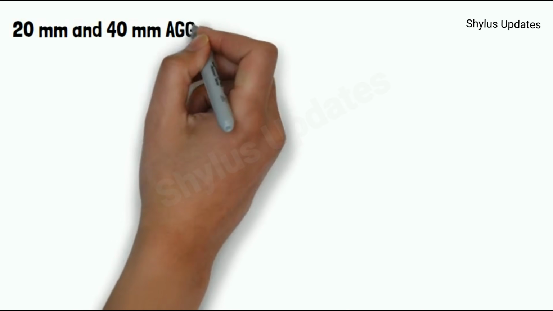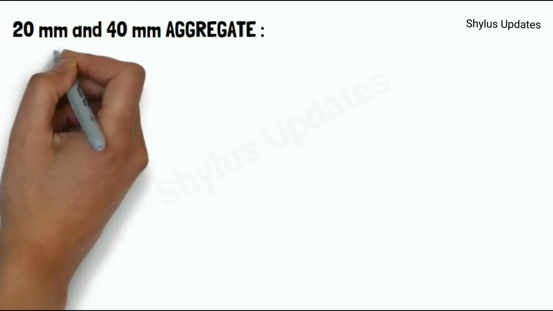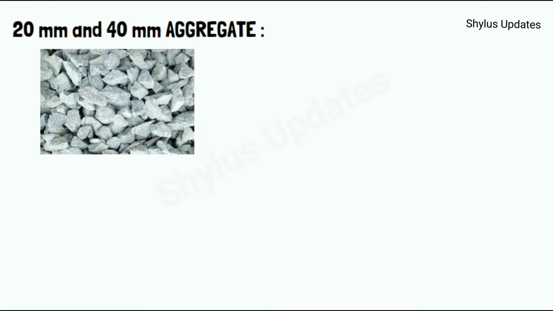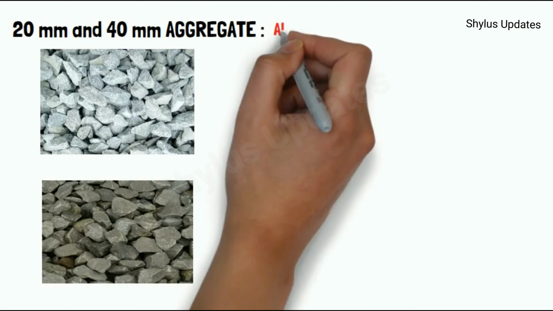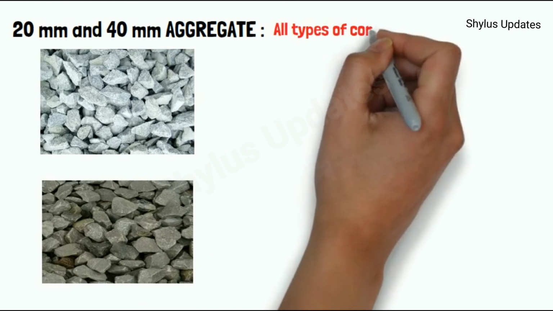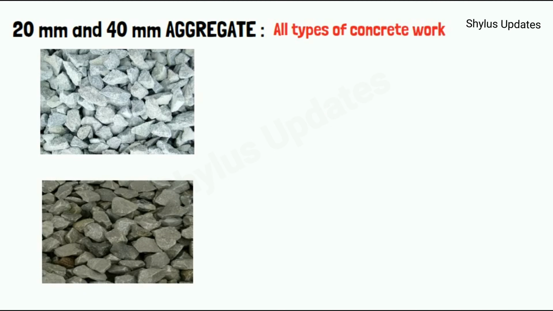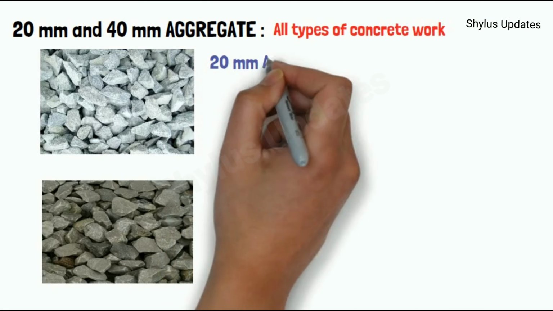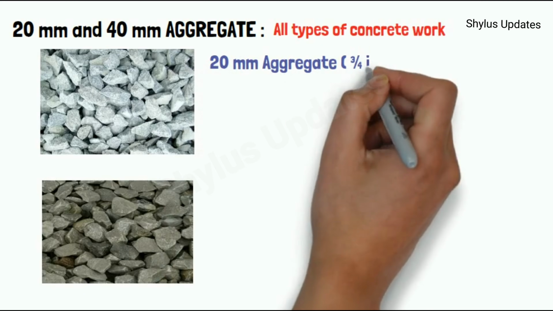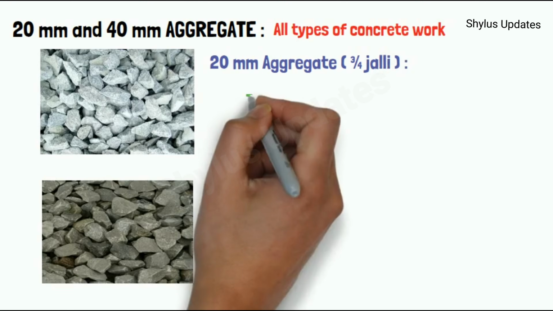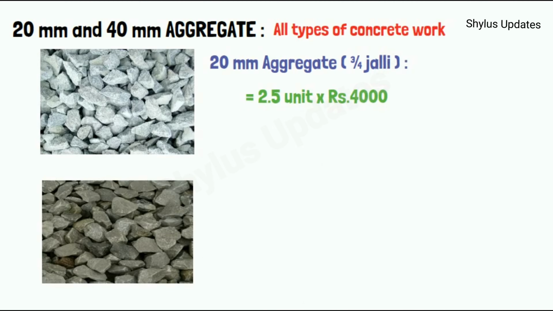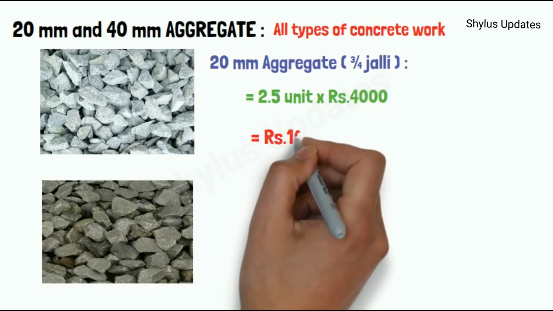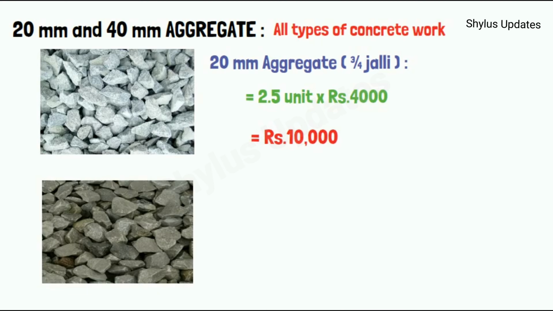20 mm and 40 mm aggregate. These aggregates are used in all types of concrete work. 20 mm aggregate. For a 175 square feet house, 2.5 units of 20 mm aggregate are required. The current market rate of 20 mm aggregate is rupees 4,000 per unit. When you multiply 2.5 into rupees 4,000, you get rupees 10,000.